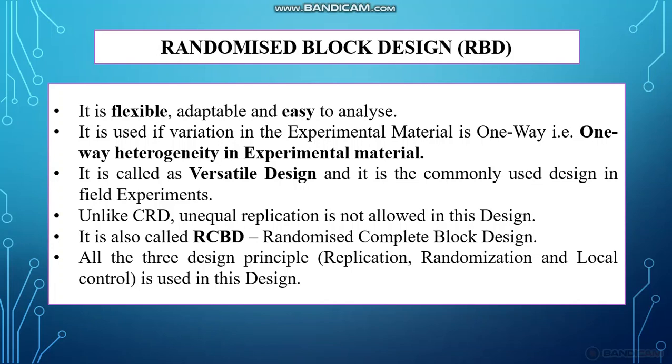The fourth one is, unlike CRD, unequal replication is not allowed in this design. In CRD we can use unequal replication, but in RBD we cannot. So we also call RBD as RCBD, that is, randomized complete block design. We say RBD is a randomized complete block design because we cannot use unequal replication. That is, replication should be equal.